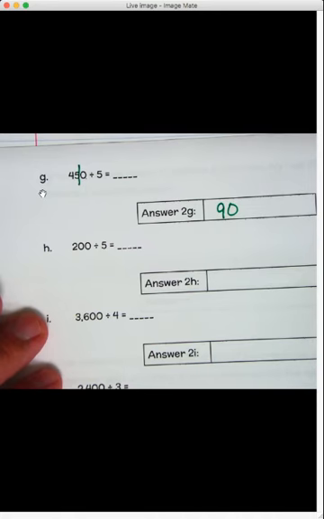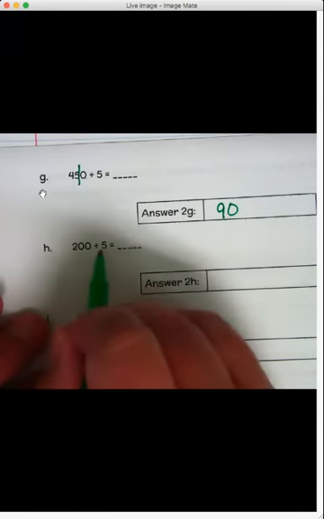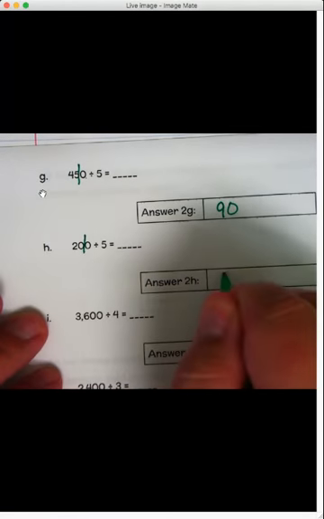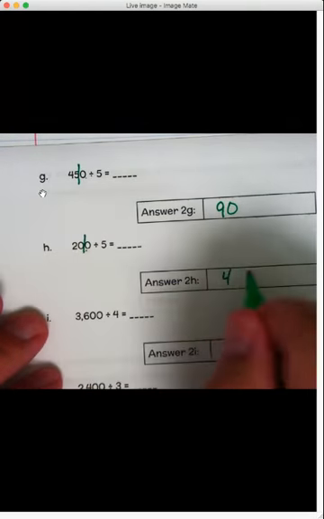Okay, letter H, 200 divided by 5. We can't do 2 divided by 5, but we can do 20 divided by 5, and that's 4. And we've got 2 zeros left.